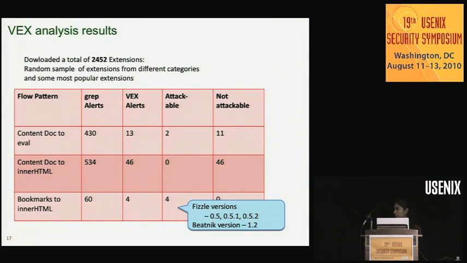The other four attacks were on RSS feed readers, which are flows from bookmarks to inner HTML object. Beatnik version 1.2 and Fizzle's 0.5 and 0.5.1 were already known vulnerabilities. In case of Fizzle, the extension author had introduced sanitization code in the extension to correct these previous vulnerabilities, but we found that the next version of Fizzle was also vulnerable to these kinds of attacks. So we found that the sanitization was not enough in this case.